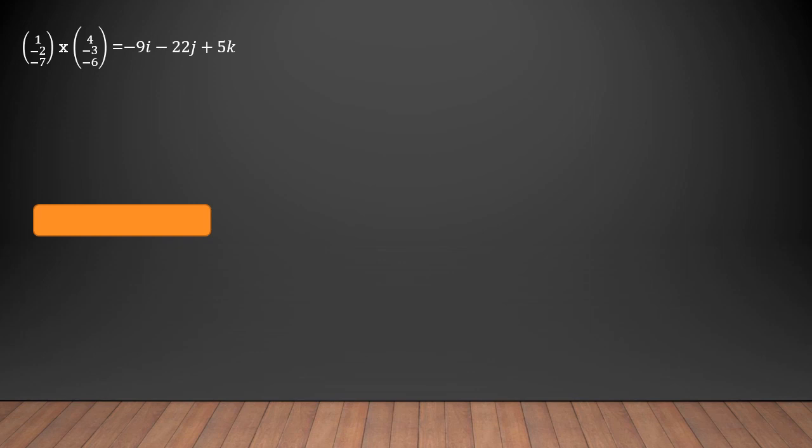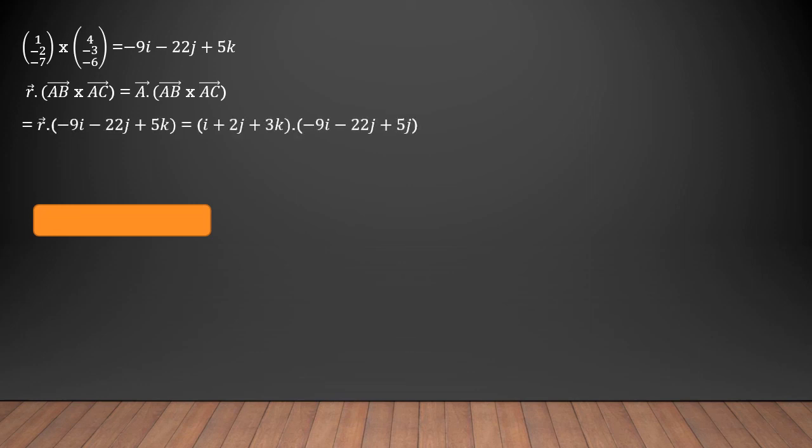And next, what am I to do? I'll simply apply my formula, simple as that. I know r equals x, y, and z, and then the normal AB cross AC, equals any point. I'll choose the point A, which is i plus 2j plus 3k, dotted with the normal again. Now multiplying, I'm going to have negative 9x minus 22y plus 5z equals negative 38, and that's the equation of the plane.